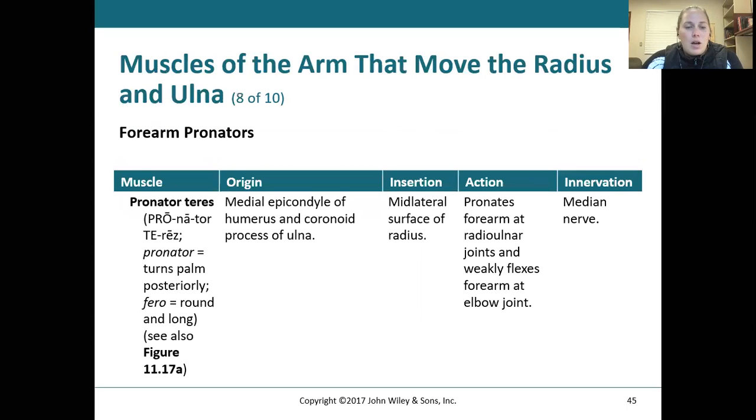Okay. Pronator teres: the origin is the medial epicondyle of the humerus and coronoid process of the ulna. Its insertion is the mid-lateral surface of the radius. Its action is to pronate the forearm at the radio-ulnar joints and weakly flex the forearm at the elbow joint. And its innervation is the median nerve.